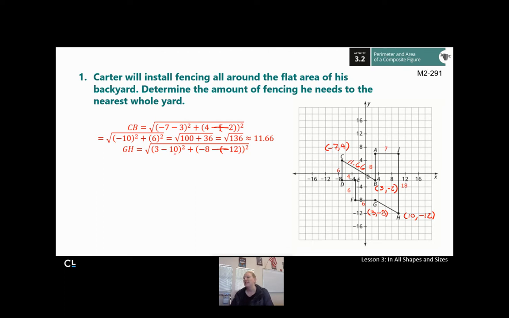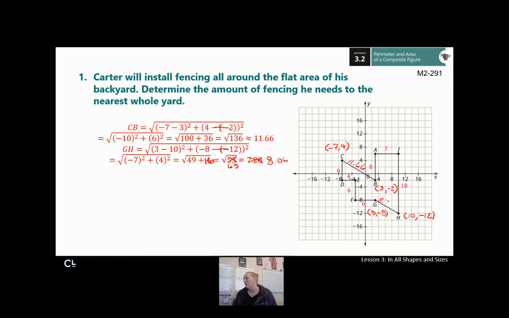3 minus 10 is a negative 7. Negative 8 plus 12 is a positive 4. Negative 7 squared is 49. 4 squared, oh my gosh, Miss Scott. 4 squared is 16, not 4. Oh my gosh, which means I need to fix a few things. So 49 plus 16, that gives me 65. Sorry about that. And of course, the square root of 65 is 8.06 roughly. Wow. See, even your math teacher makes mistakes sometimes.